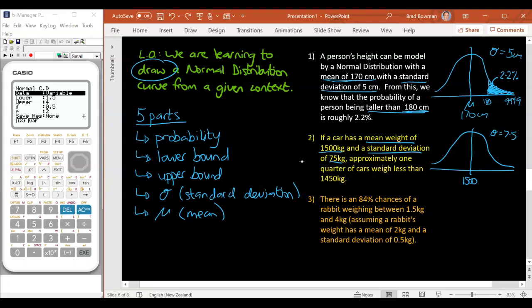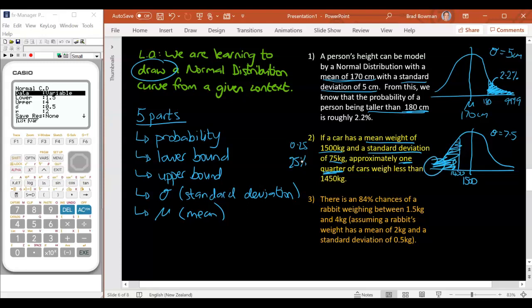Approximately 1/4. So 1/4 is actually a hidden probability. So that tells me that the probability is 25% or 0.25 of cars weighing less than 1450 kilos. So 1450 is less than that 1500, so I know it's going to be on this side. So let's write down 1450 over here. And less than tells me I'm going to shade in everything below that number.